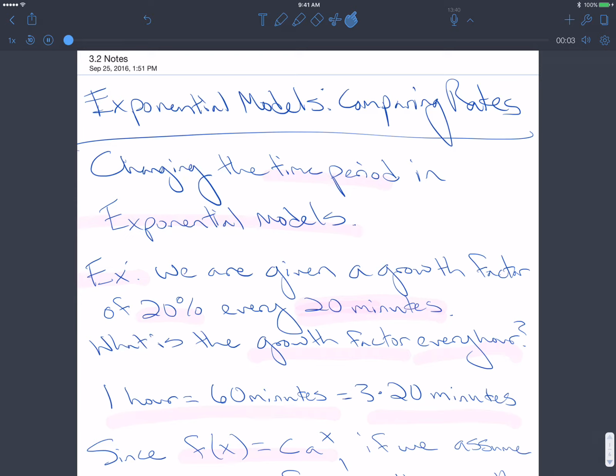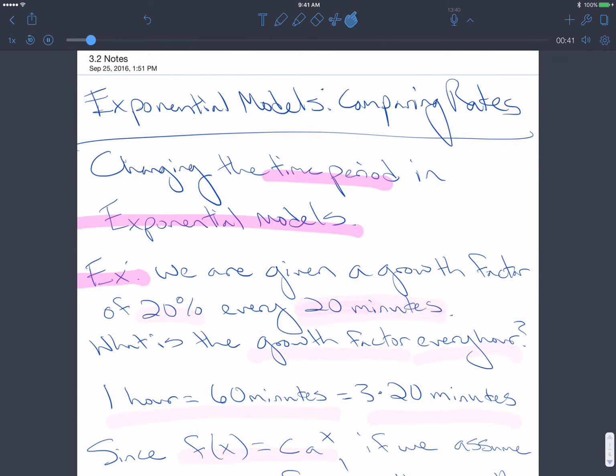Section 3.2, we are now moving into comparing rates. This allows us to change the time period in our exponential models. In the last section, we were talking about something maybe doubling every hour, so the time period in that case is 1 hour. But more generally, we're often talking about time periods. Maybe it's 5 hours, maybe it's 20 minutes, maybe it's a half an hour. You want to be able to reconstruct the form for your model in order to accommodate a different time period. So that's what we're focusing on in 3.2.